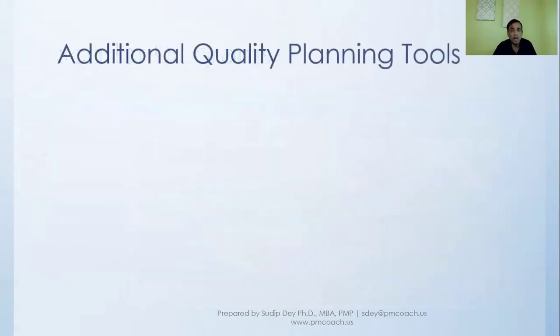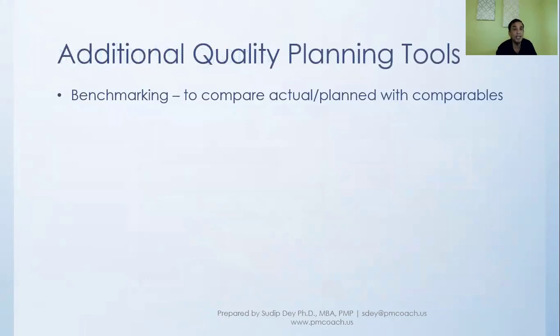Now, there are some additional quality planning tools. One is benchmarking. Benchmarking is about comparing with some other benchmark. For example, we want to see how good our response time is. Maybe we don't have anything with us to determine that, so we might take another similar system somewhere outside, see what kind of response time they have, and do the benchmarking based on that.